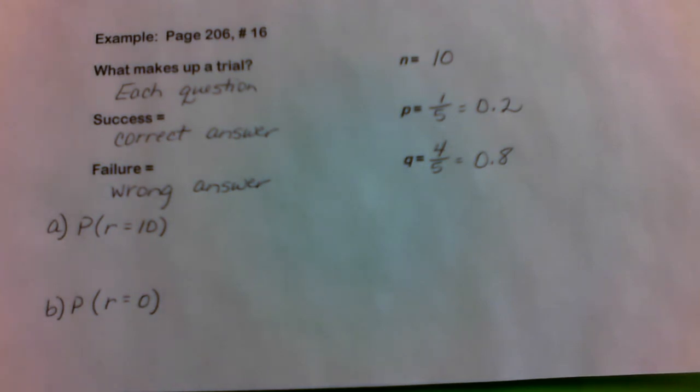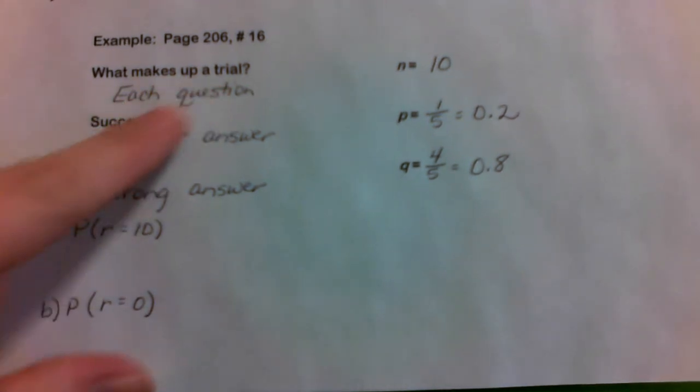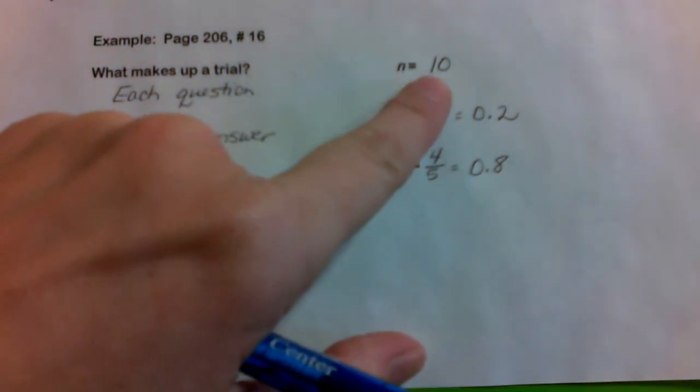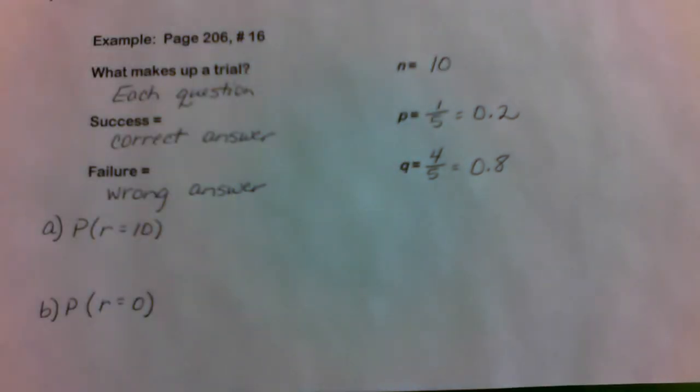Richard has just been given a 10-question multiple choice quiz. So what makes up a trial? Each question. How many questions are there? 10 questions. Each question has 5 answers, of which only 1 is correct. All right, so success is a correct answer.